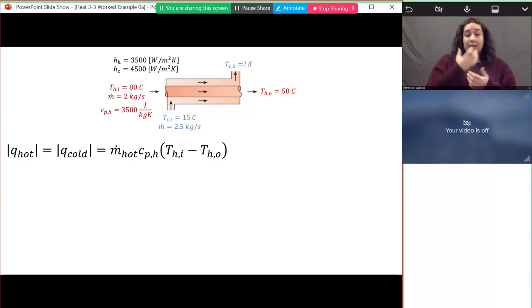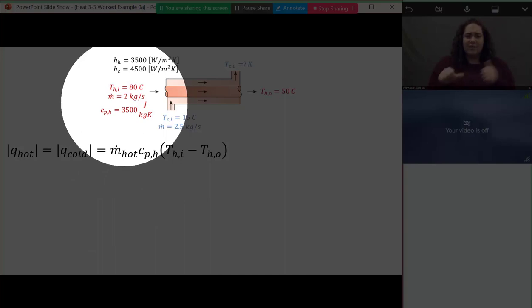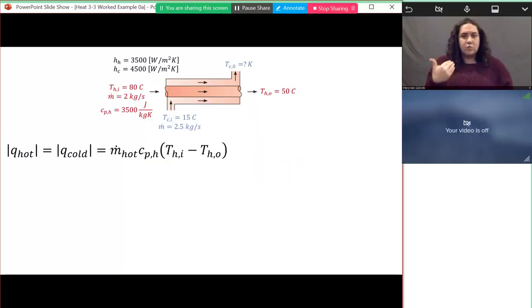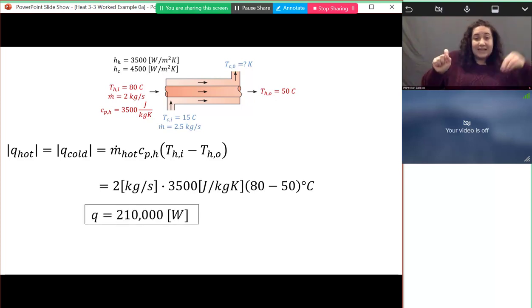So the nice thing is I know everything on the hot side. Here I know the inlet temperature, the mass flow rate, and I know the outlet temperature. And from conservation of mass, I know that the mass flow rate must be the same. I'm also told the specific heat of the hot fluid. So I can put all that information into my calculator, and I can find the magnitude of the heat that's transferred from the hot fluid to the cold fluid. So here, the hot fluid is losing 210,000 watts or 210 kilowatts, which means that the cold side must be accepting all of that heat.